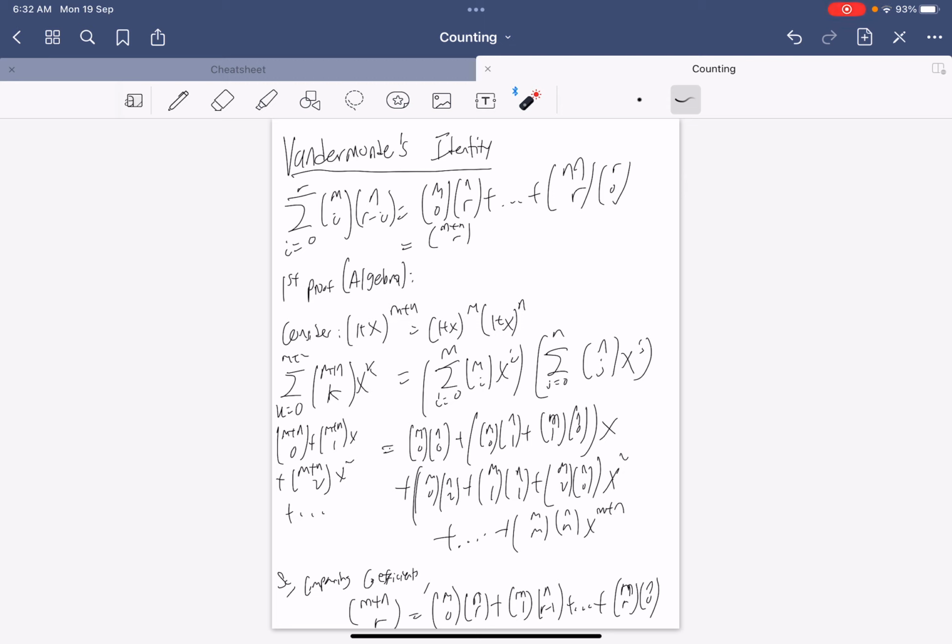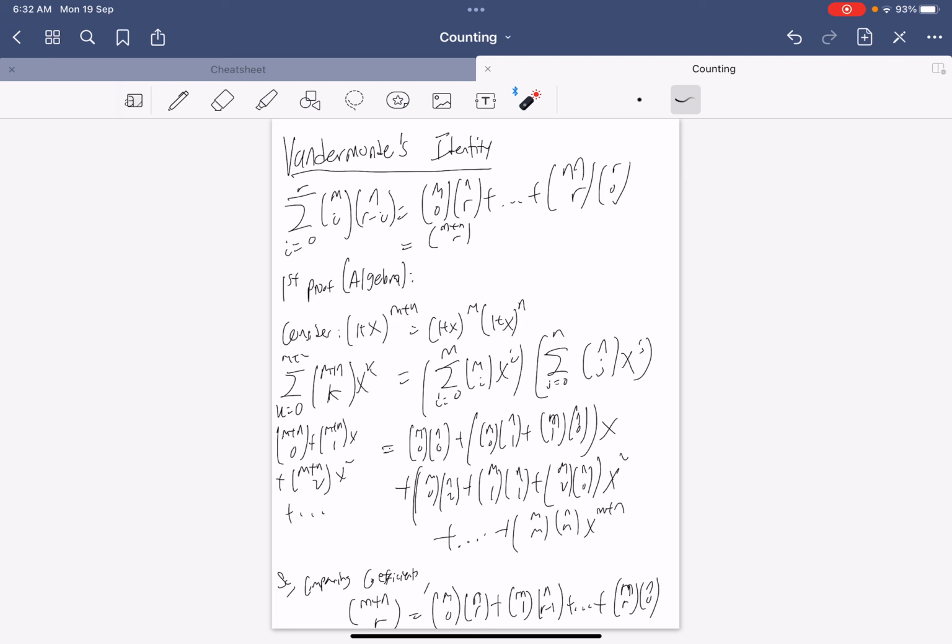So let's see why that's the case. I'll give you two proofs, but there are many other proofs. The first proof is the algebraic proof. You can see this is the binomial expansion of (1 plus x) to the power m plus n. On the left hand side, we already have this expression, and when you expand it out, it'll be this expression.